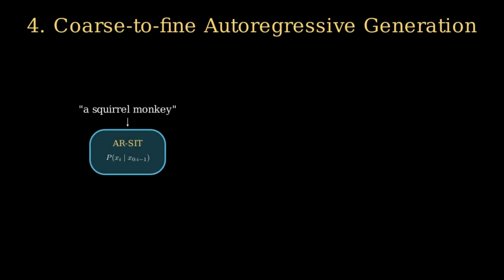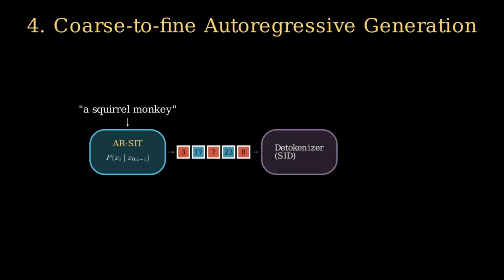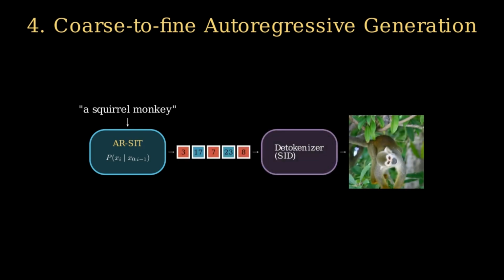Now, let's witness the true magic: coarse-to-fine autoregressive generation. RSAT adopts an autoregressive paradigm. Given a text prompt, such as a squirrel monkey, the RSAT model sequentially predicts the multiscale tokens, conditioning strictly on the previously generated coarse tokens. These dynamically generated tokens flow directly into the detokenizer SID, which instantly translates them into the final high-fidelity image that perfectly aligns with our prompt.